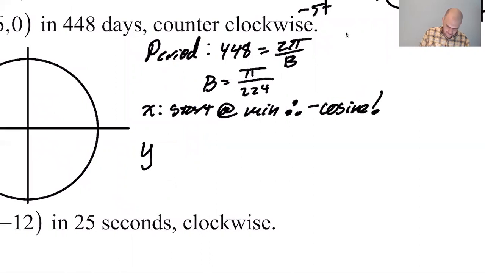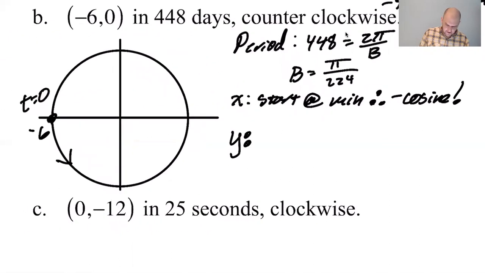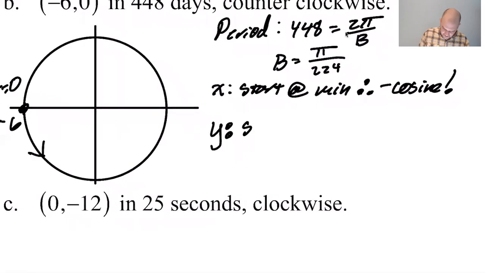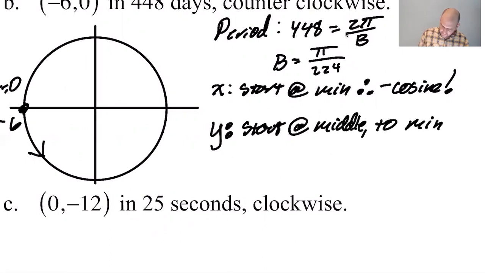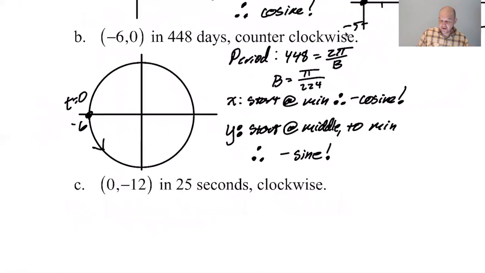All right, the y value. So what's y going to do? This is the minimum. No, it isn't. That's the middle. This is the middle y value. This is the minimum. So you're going to start in the middle and go toward a minimum. What starts in the middle and goes toward a minimum? Well, let's say start at middle, go toward minimum. Therefore, what does that? Negative sine. Okay, so I think I'm ready to do this.